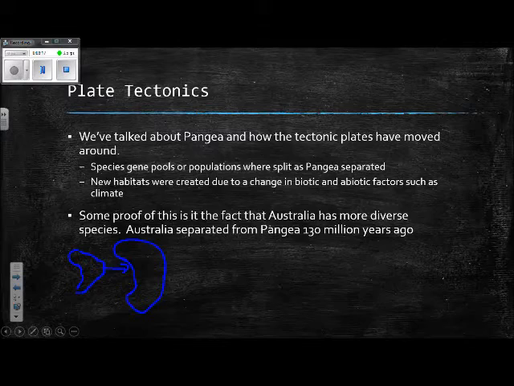So things move, and they move really slowly, and then the plates butt up against each other, and sometimes there's so much energy that gets pushed into there, they slip, and this causes an earthquake, this causes a mountain, and that causes a valley. Okay? Alright, so anyways, because the continents split apart, new habitats were created.